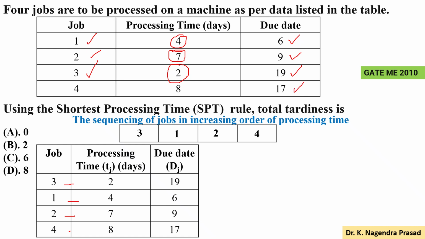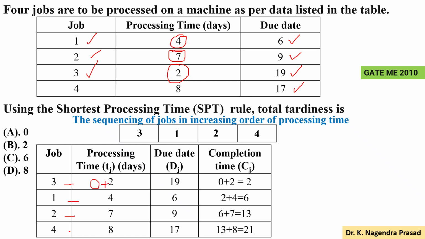So here I have to determine the total tardiness. Before that, I have to determine the completion time and the lateness. Then I determine the total tardiness. So first I determine the completion time for each job. I start with job 3. For job 3, completion time is 0 plus processing time, that is 0 plus 2, which is equal to 2.